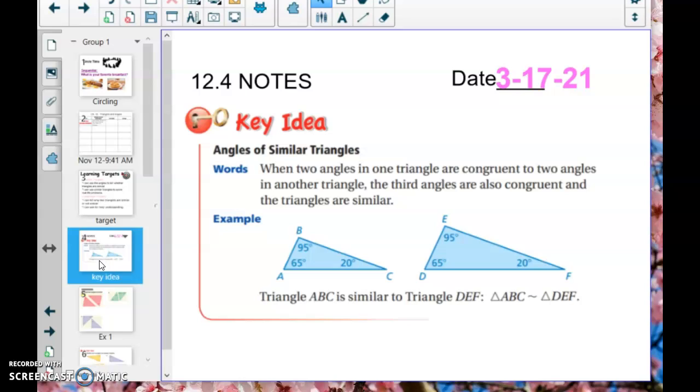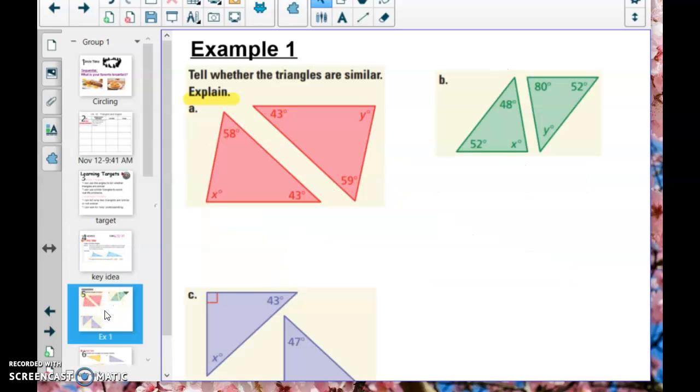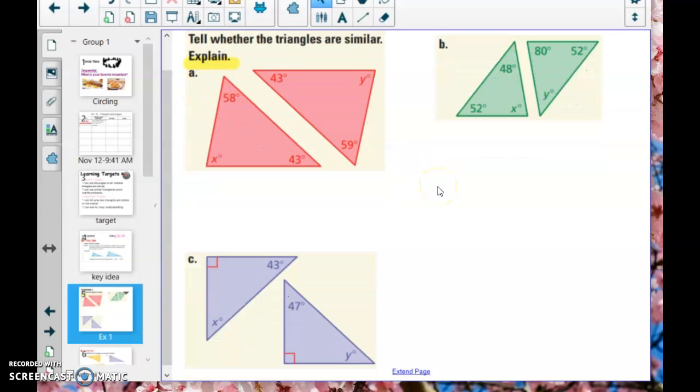First up, when two angles in one triangle are congruent to two angles in another triangle, the third angles also have to be congruent and the triangles are similar. If two angles match up with two angles, well, because triangles always sum to 180 degrees, that means all three angles have to match up. That is the first thing we're going to be doing with example 1. We are going to tell whether the triangles are similar.